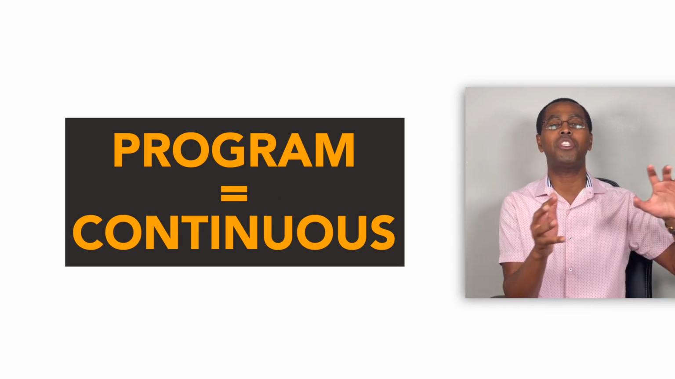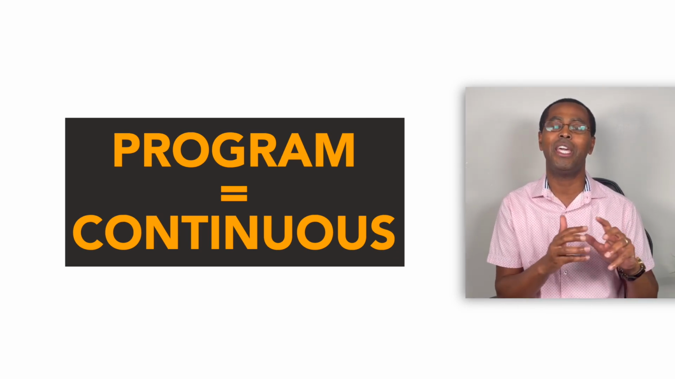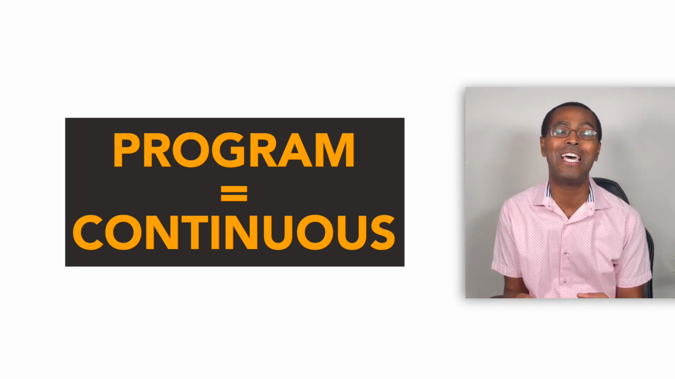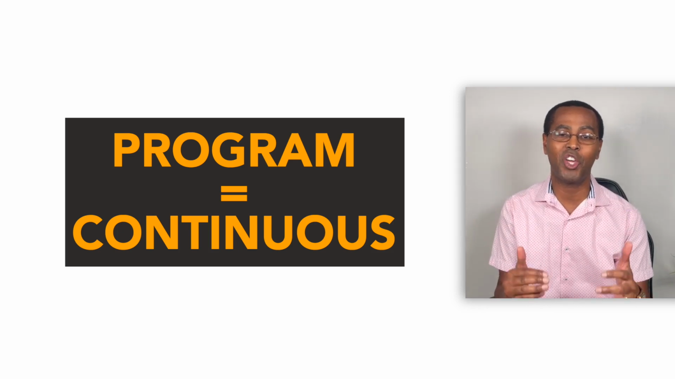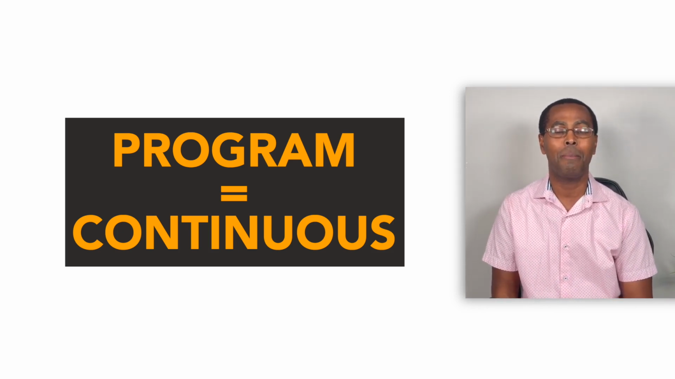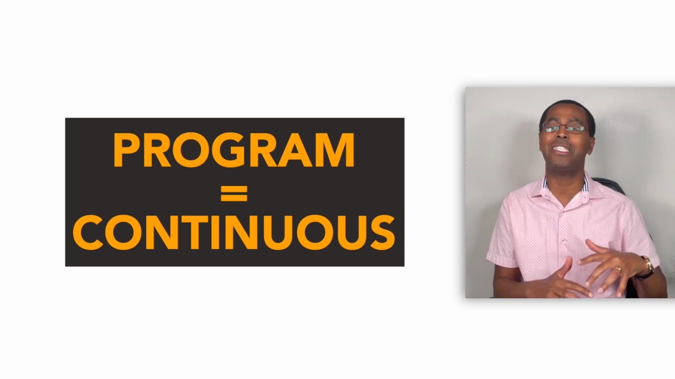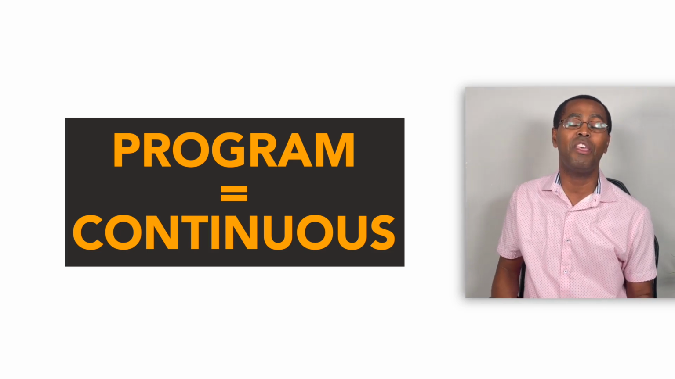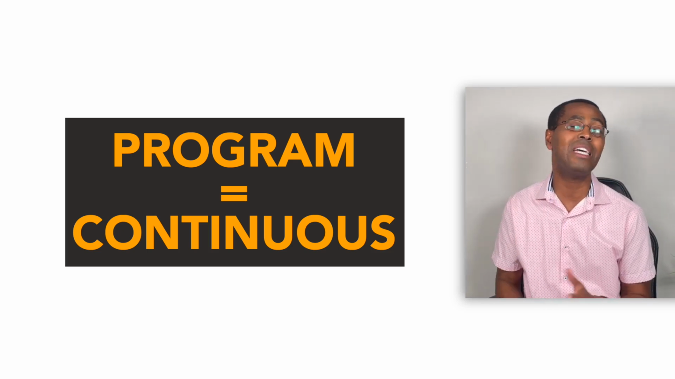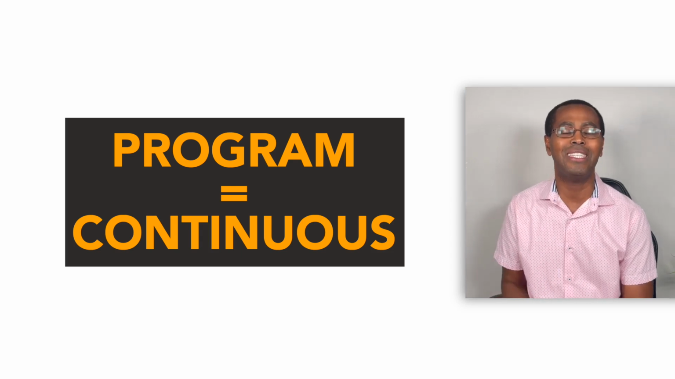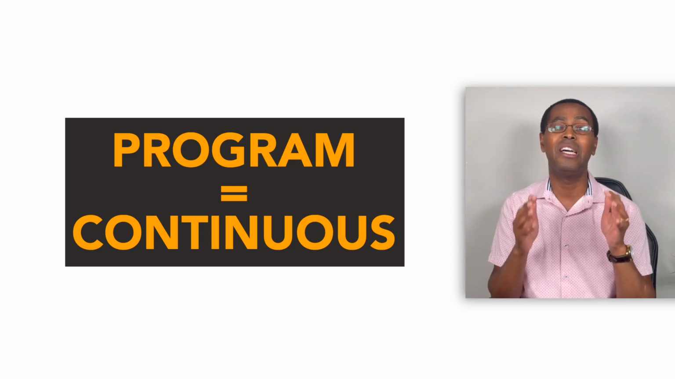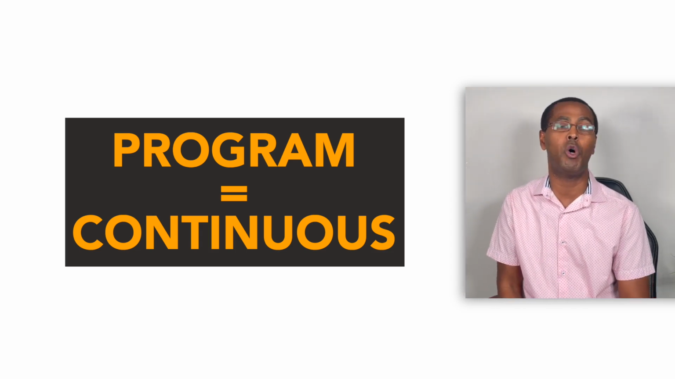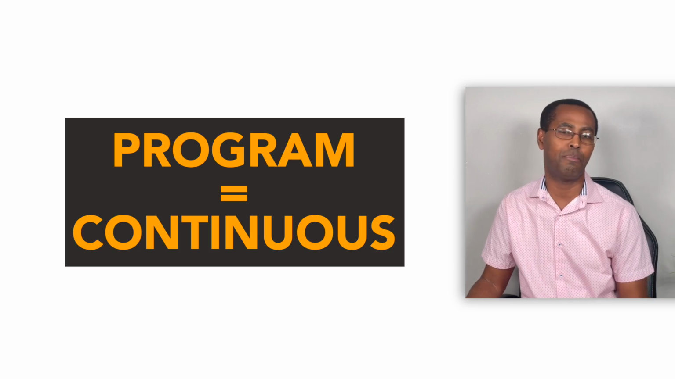A program is continuous, it's ongoing, it's indefinite. That's the difference. A project has a definite time. A project has a definite cost. It has a definite scope. But a program is continuous. It's endless. It's ongoing. And if you don't have a specified time, then you can't specify the cost and you can't specify the scope. And that's not a project, that's a program.